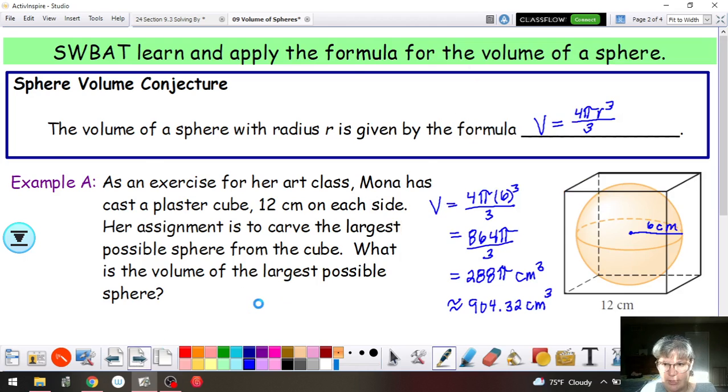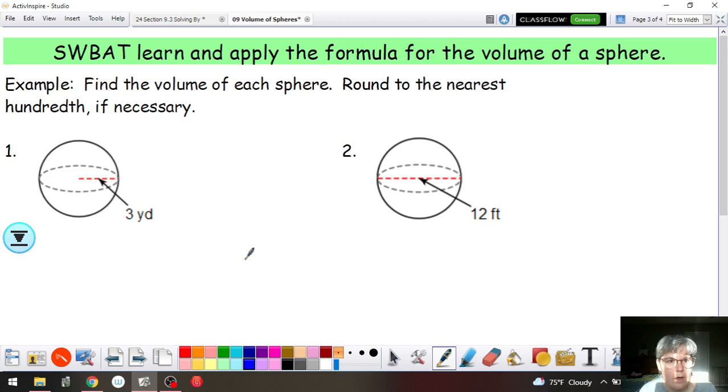Let's take a look at our next one. Find the volume of each sphere, rounding to the nearest hundredth if necessary. Remember, the nearest hundredth is 2 decimal places.